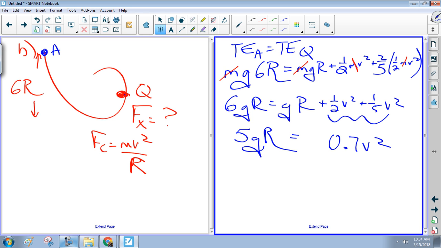So dividing both sides by 7/10 is the same as multiplying by 10 over 7. So 50 over 7 is a number, all right? 7 1/7, so 7.14 gr equals v squared, and then square root both sides, and you've got your velocity. I'm not going to square root it because we need to square it over here anyway. Cool? Any problems?